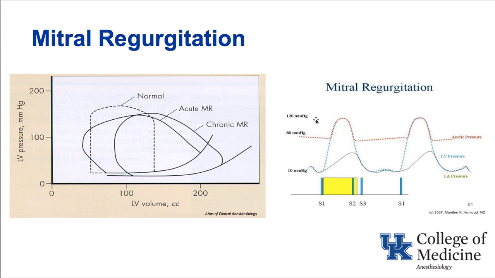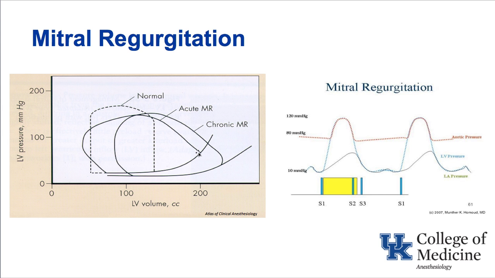Now, the mitral regurgitation pressure volume curve is shown at the left here, and you can see that it is a systolic murmur. So during left ventricular systole, blood's going back through the mitral valve, and that's when you hear the murmur. Acute versus chronic is shown here. Big left ventricle during regurgitation lesions like AI and MR.